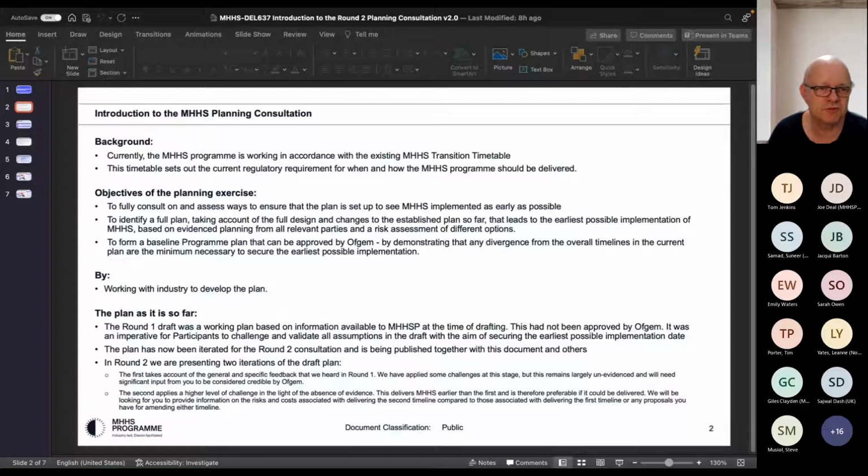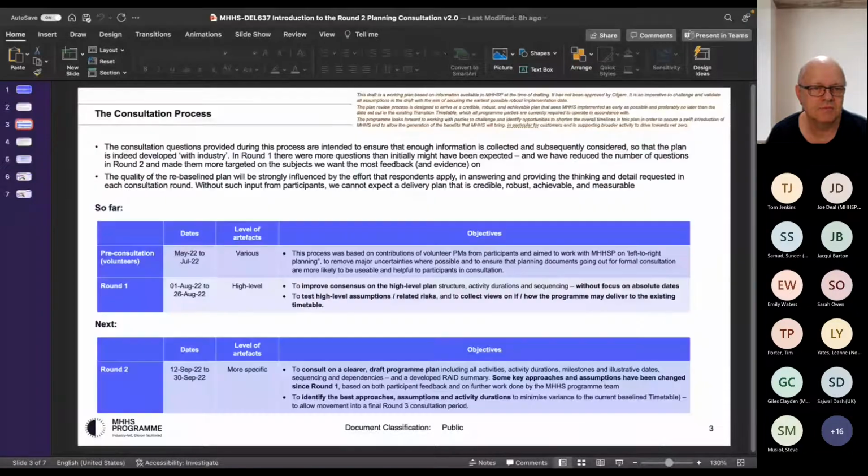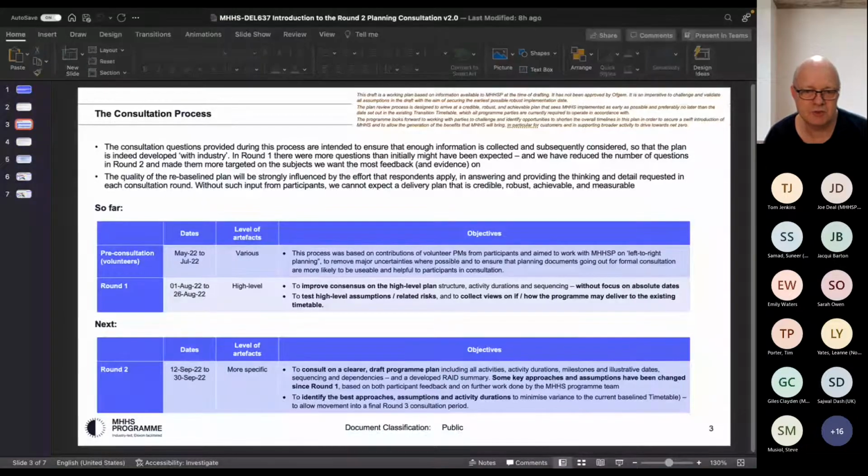If we move on to the next slide, the main outcome we wanted from round two was to get a bit more settled on the best approaches and assumptions to be using for the plan, and to be clear about the activity durations. I'm sure it helps that there was a project plan document, and actually dates in it at this point. But I would point out that we do need a lot of feedback in round two.